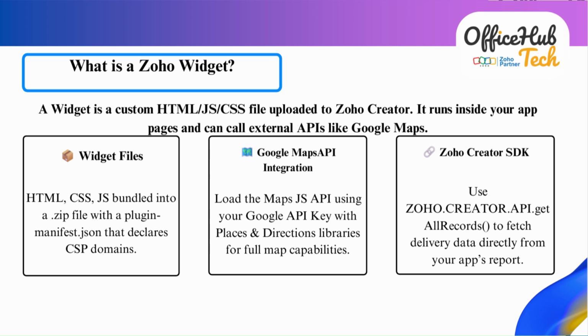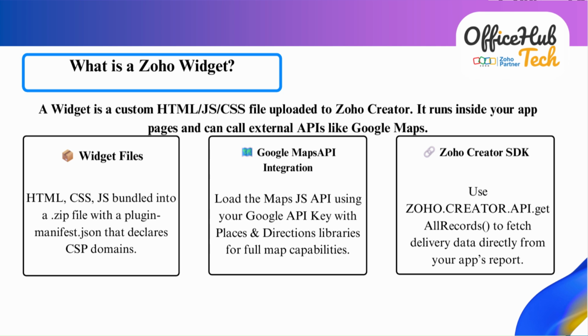The first thing is the widget files. It includes the HTML, CSS, and JS bundled together into a single zip file, along with the plugin manifest JSON. The manifest is very important in Zoho because it defines which external domains your widget is allowed to talk to. This is called the content security policy, the CSP, and we will cover it in the setup steps.